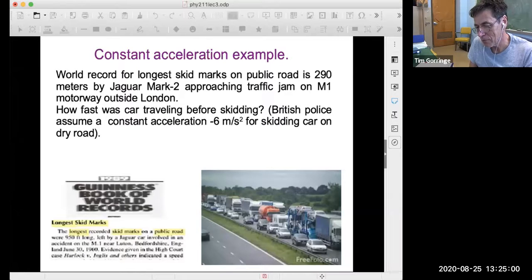And actually, insurance agencies do this all the time. Based on the skid marks of an accident, they'll figure out how fast this or that car was going before the accident, and know whether that car was or was not speeding.